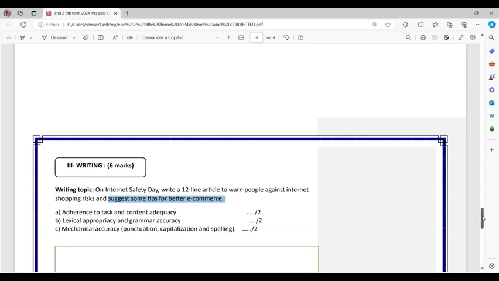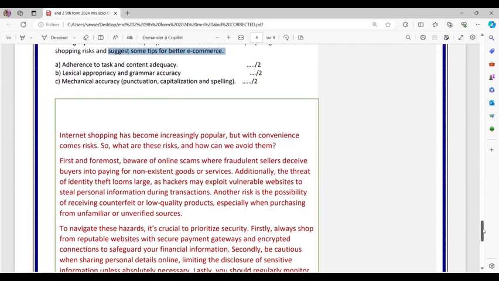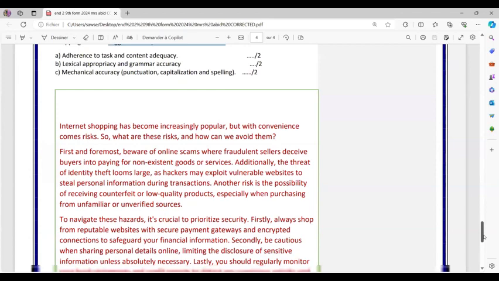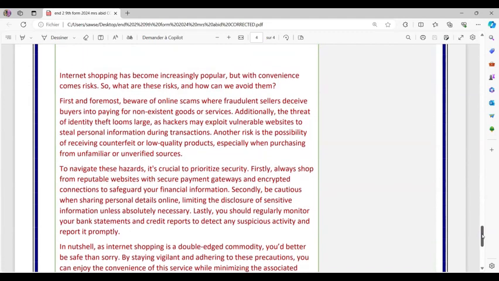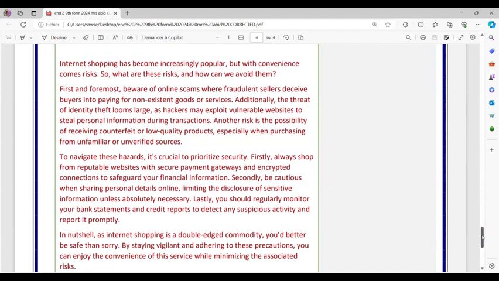I checked ChatGPT for an example, and I just adjusted it to the level. All you have to do is pause the video and, of course, read. As you like, or either go to chat and ask for risks and tips for better e-commerce.